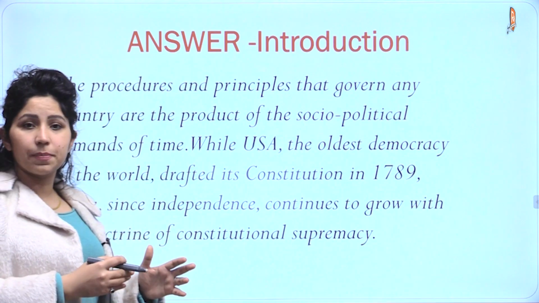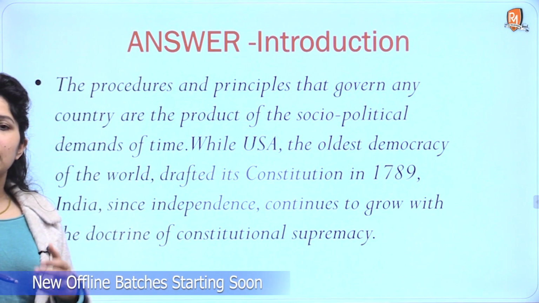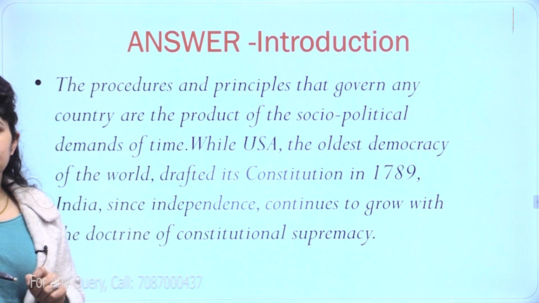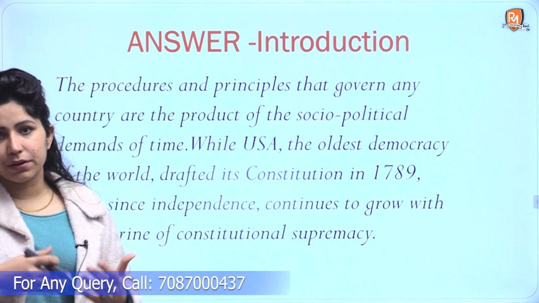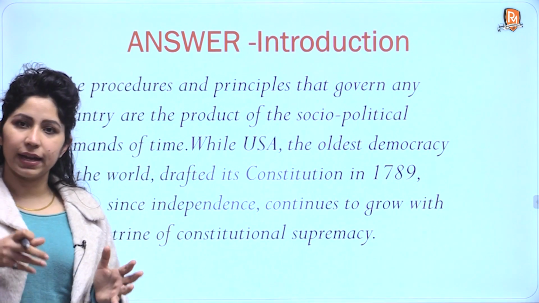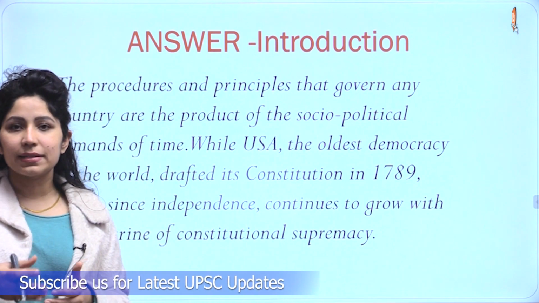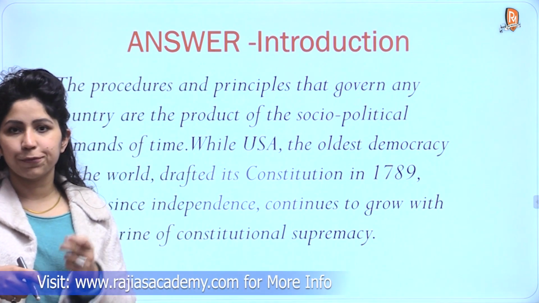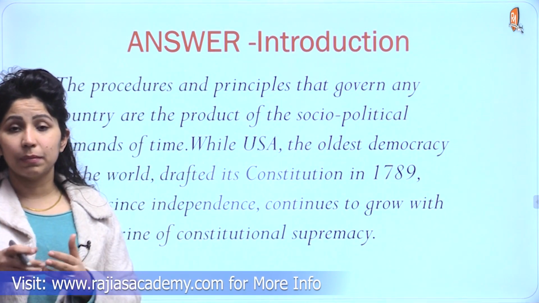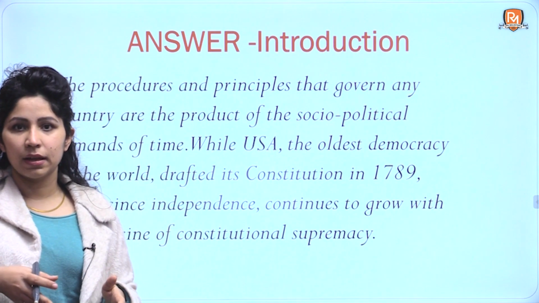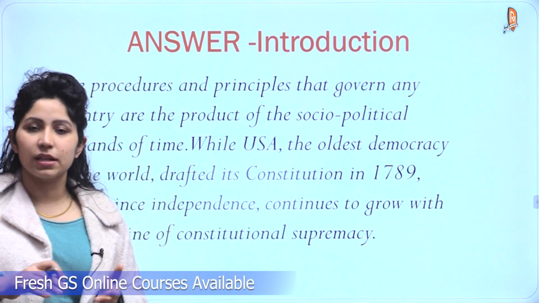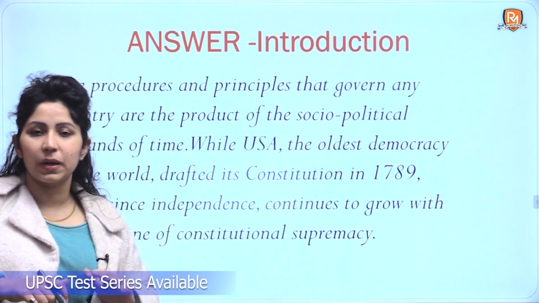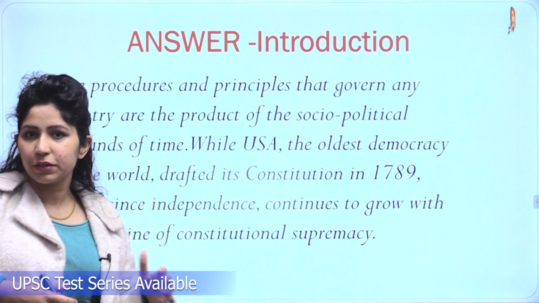The procedures and principles that govern any country are the product of socio-political demands of time. For example, you know that in India, we have a federal structure with more powers inclined towards the central government. Why is it so? Because at the time of independence, there were many disparities and there was a fear that the country might divide into more smaller parts. So that's why such a provision was made in the constitution. So the first line explains just this part in a very general form. So read it for yourself.